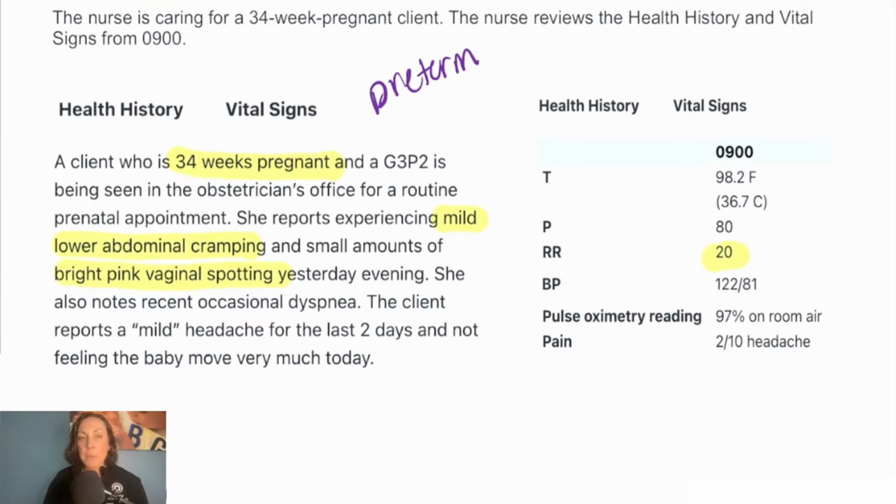Yes, so 34 weeks pregnant. So we see she's preterm. And I see this mild lower abdominal cramping and bright pink vaginal spotting, and I'm a little concerned here about some preterm labor. Placenta previa, I see that could also be. So excellent. 20 respiratory, now I'm seeing all your comments. Respiratory rate normal. Okay, so let's take a look and see at each of these choices and figure out what exactly this client is experiencing.